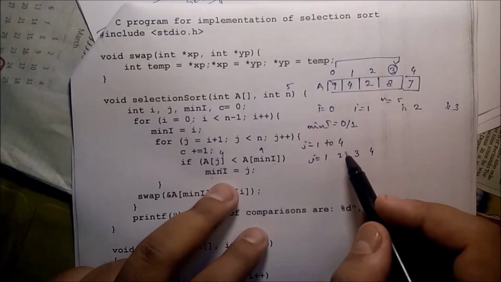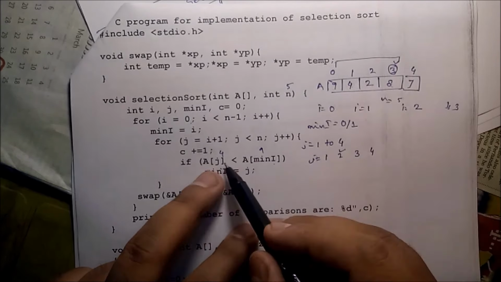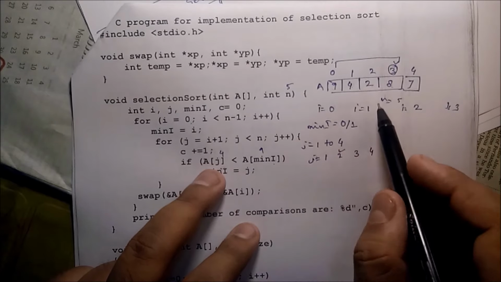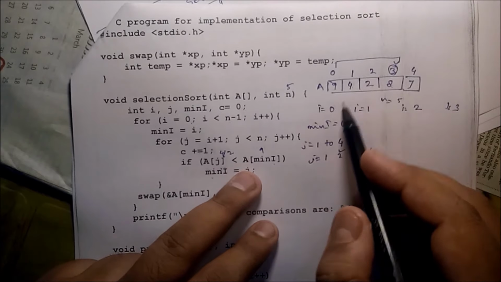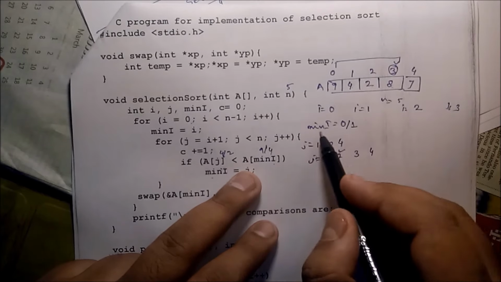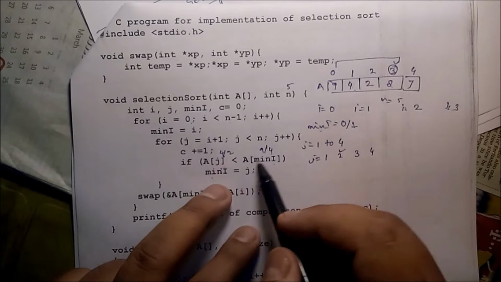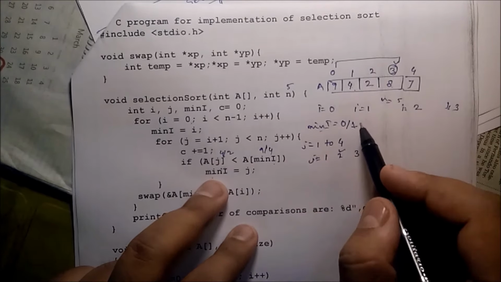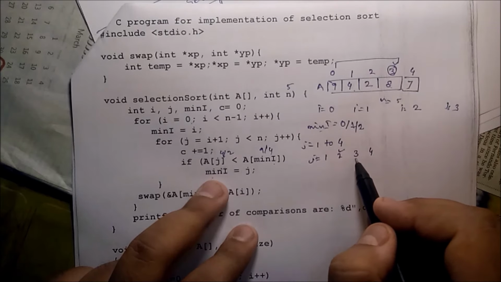Now the next j value is 2. Now what is a[2]? a[2] is 2. And a[min i] is now 4, because min i is 1 and the content of a[1] is 4. The condition is true. So min i is equal to j. What is j? j is equal to 2. Now it is 2.